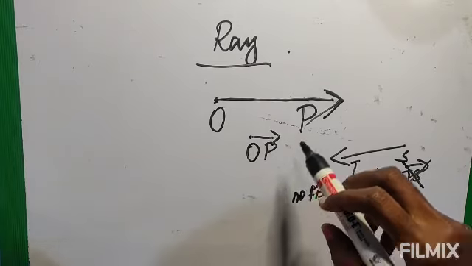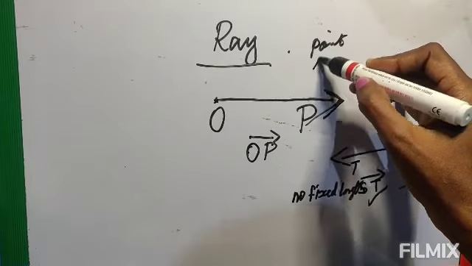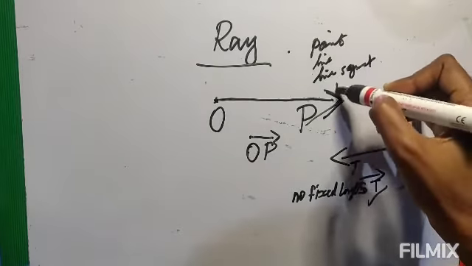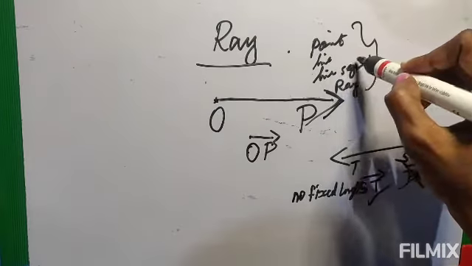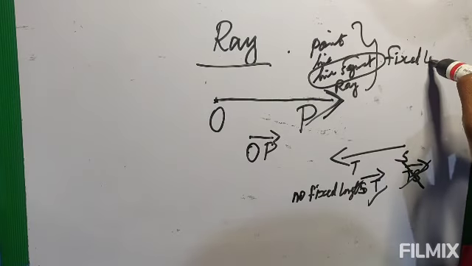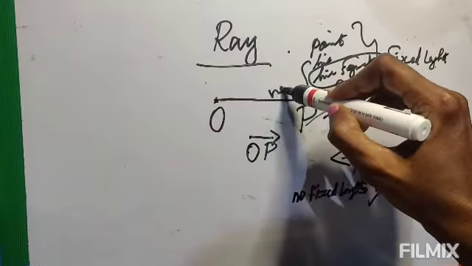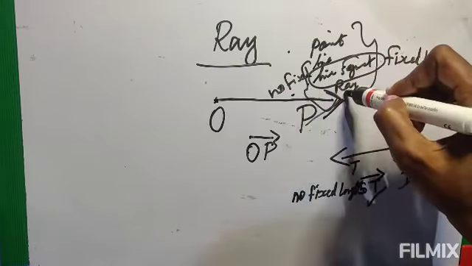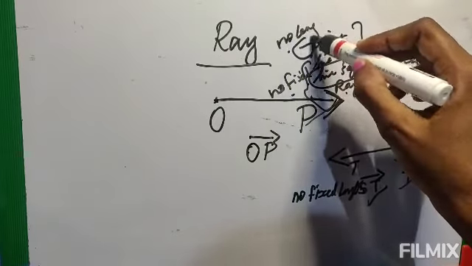Okay, so now let's see. We have learned point. Again line segment. Again we learned ray. So in these four, you see, only the line segment has a fixed length. All other things, these two, have no fixed length. You must know the difference. This line and ray have no fixed length, but a point has no length. So the difference you must know.